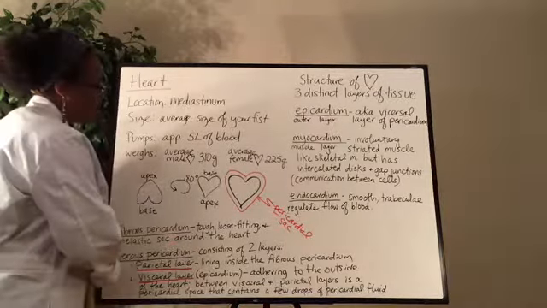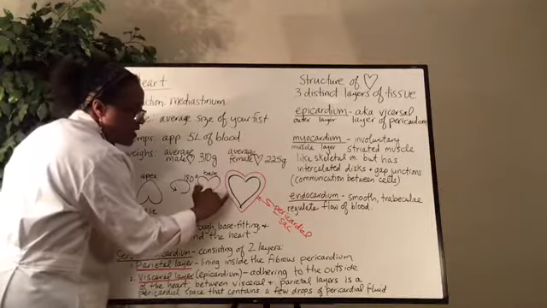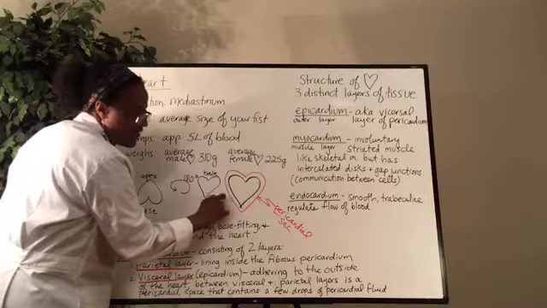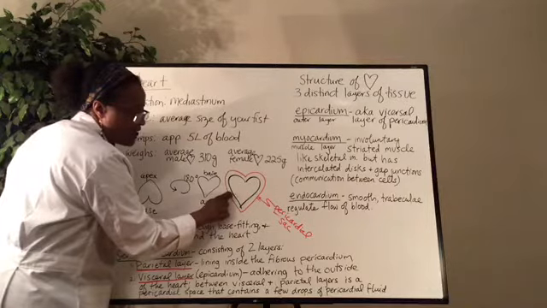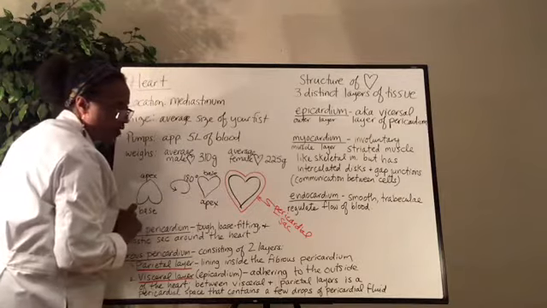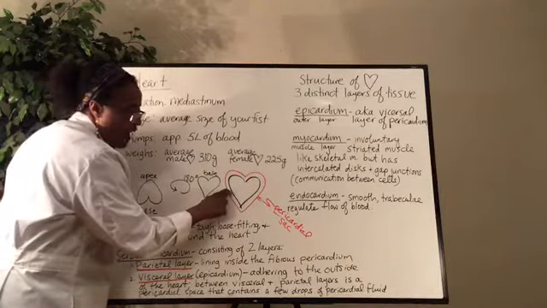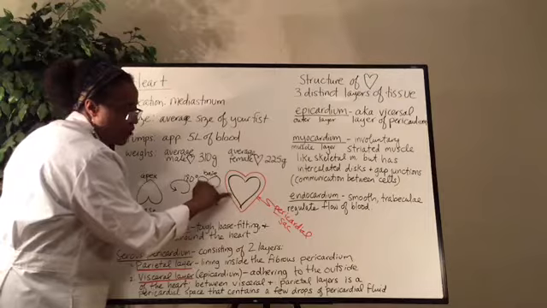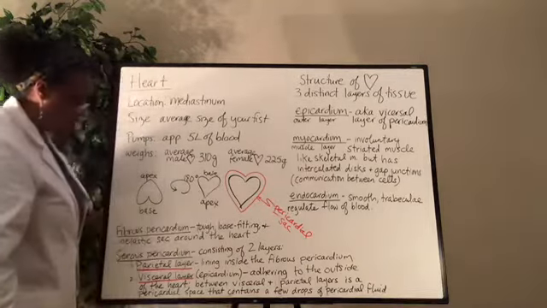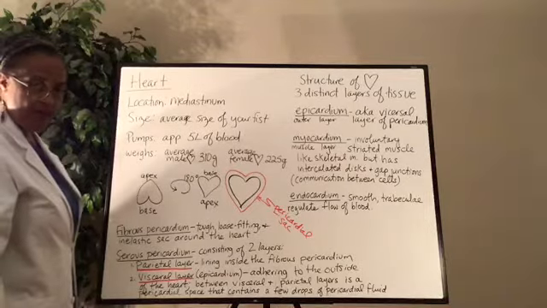So this is the pericardial sac on the outside, but just on the other side of that, in here, is the serous layer of pericardium. And then right on top of the heart itself, where this black is, is the visceral layer, or the epicardium.